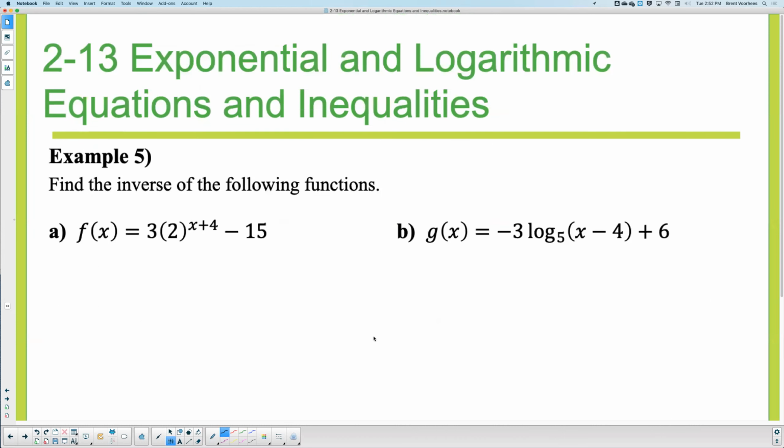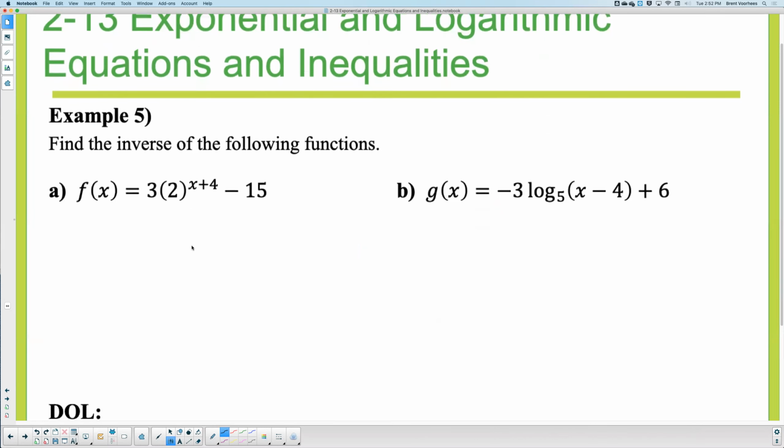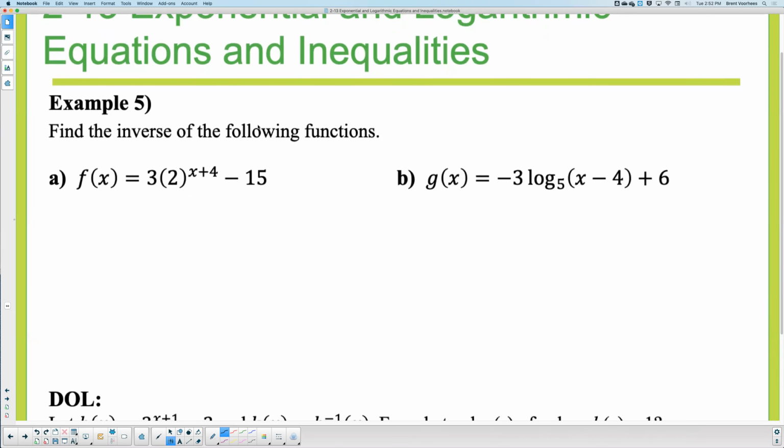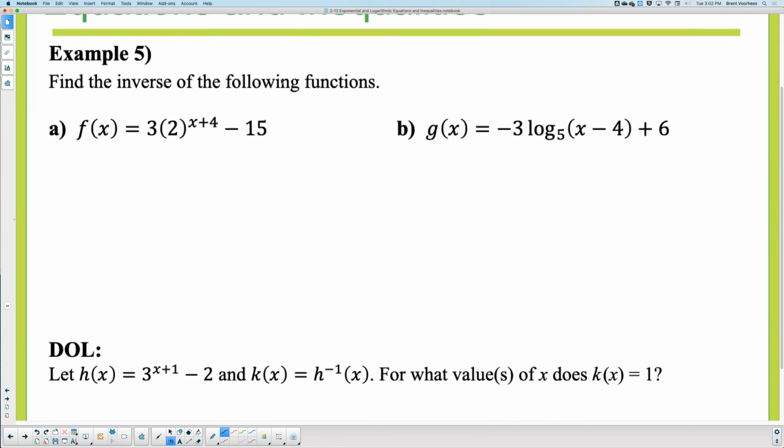All right, last thing we're going to look at is inequalities. I'm jumping ahead of myself. Let's practice doing some inverses here, and then we'll do inequalities. So finding the inverses first. We will get to the inequalities here. Let's find some inverses first.